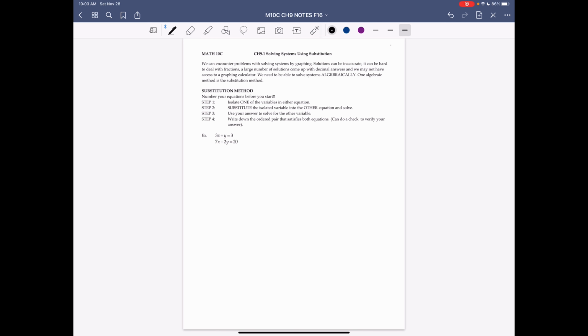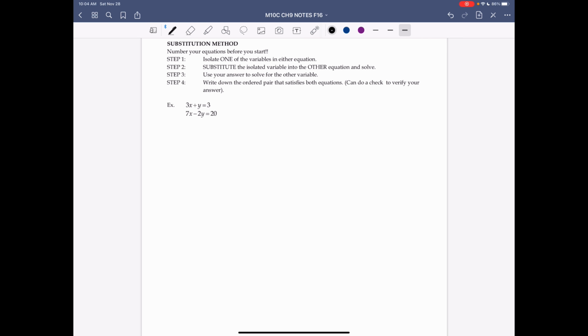One algebraic method is the substitution method. For the substitution method, first number your equations before you start. So equation number 1 and equation number 2. Step 1, isolate one of the variables in either equation. It doesn't matter which variable you isolate or which equation you use. So usually you just look to see if one is easier to isolate and you do that one.